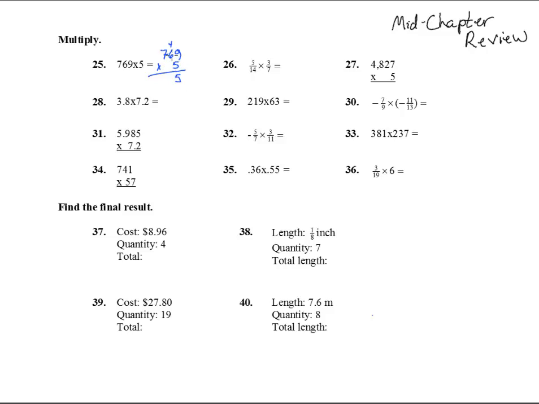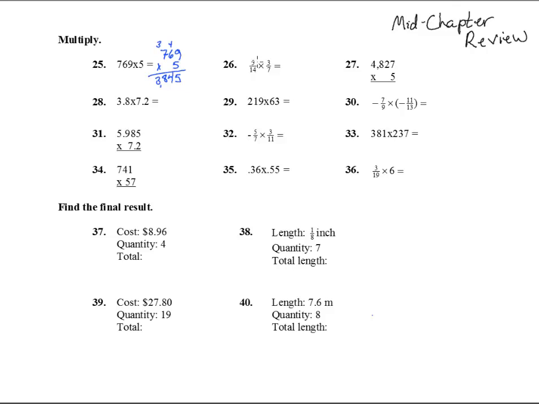5 times 6 is 30 of the 10s, plus 4 more is 34. So 4 and carry the 3. 5 times 7 is 35, plus 3 is 38. 3,845. Next one, 26. These are fractions.